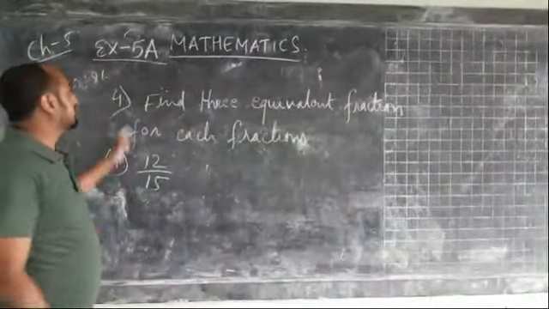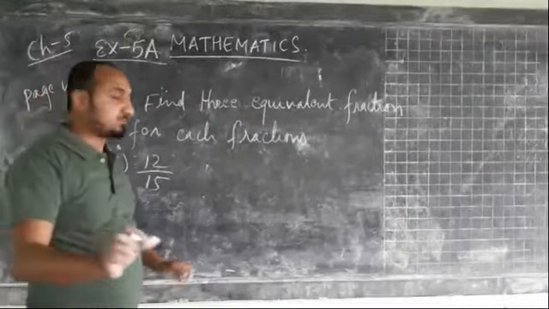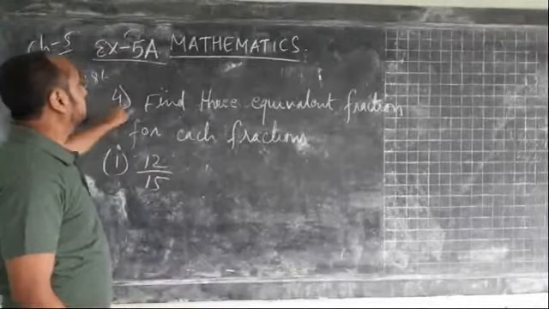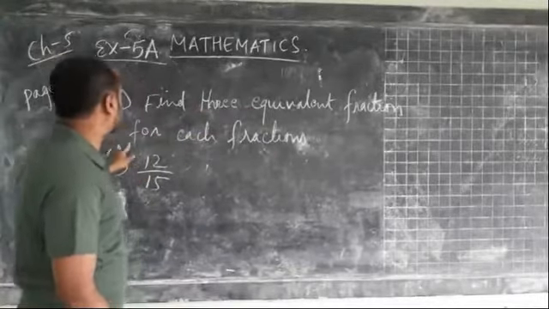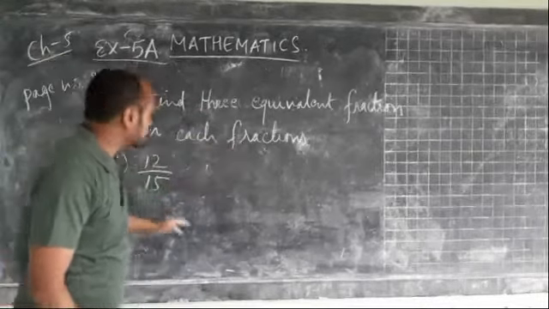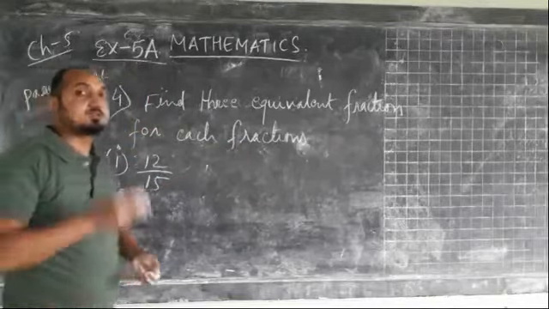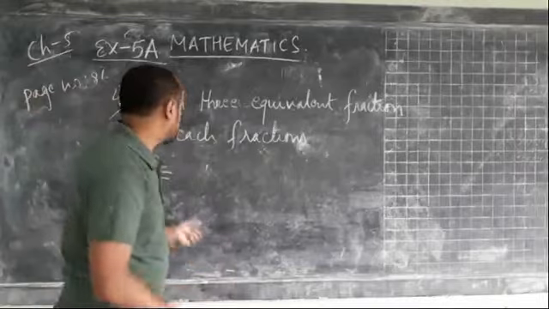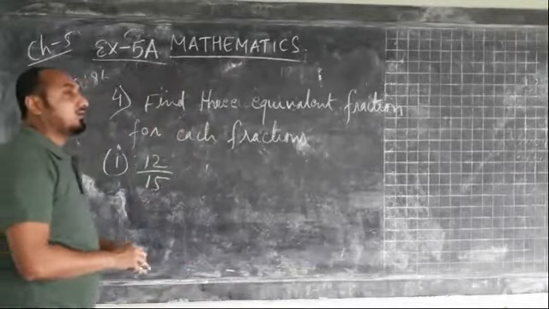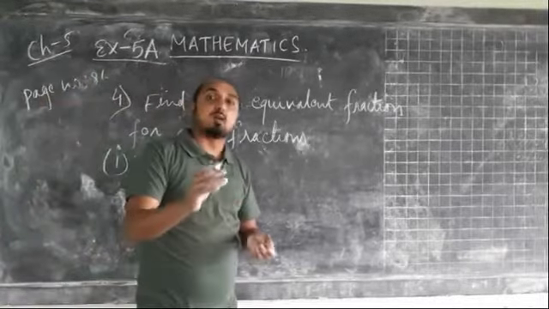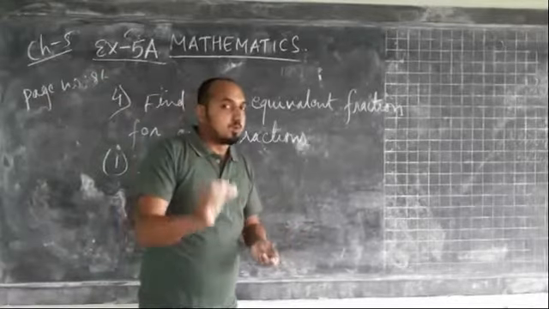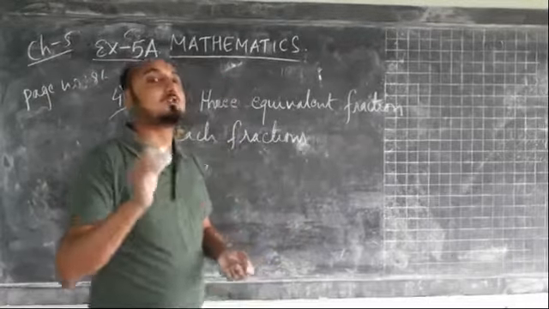Now next, question number 4. I am going to solve one question from this question number 4. The question is: find 3 equivalent fractions for each fraction. The example given is 12 by 15. So we have to find 3 equivalent fractions for the given example. Now this description part we have already done. So we know how to find an equivalent fraction.